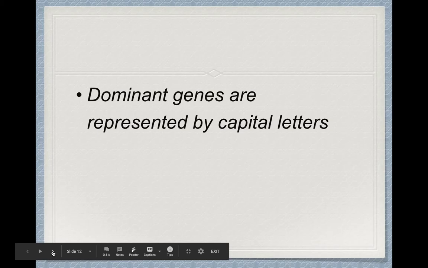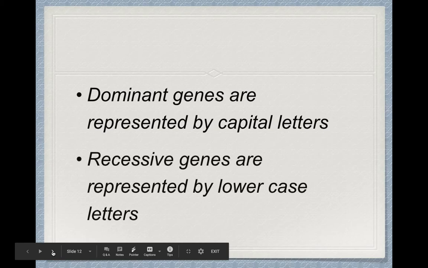As we move forward in this genetics unit, we are going to be using capital letters, uppercase letters, to represent the dominant genes. And we are going to be using lowercase letters to represent the recessive genes. That makes sense. The dominant genes are the ones that are going to show up. They're going to be the ones that hide or mask the recessive genes. So it makes sense that we use uppercase for dominant and lowercase for recessive.